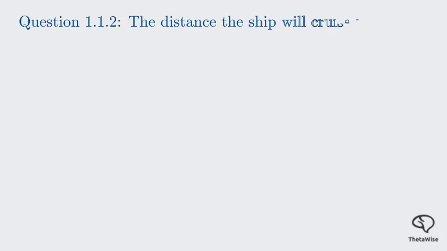Now let's move on to the second part of question 1.1. We need to find the distance the ship will cruise in 5 hours. This is a straightforward application of a fundamental kinematics equation. We use the formula, distance equals speed times time. We already calculated the ship's actual speed, which is its resultant velocity magnitude, and the question gives us the time.